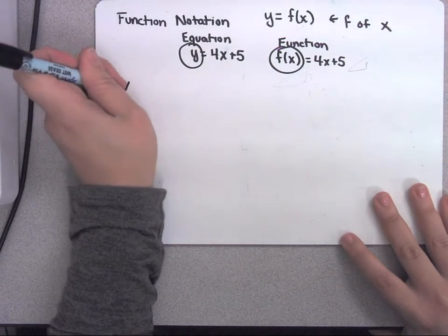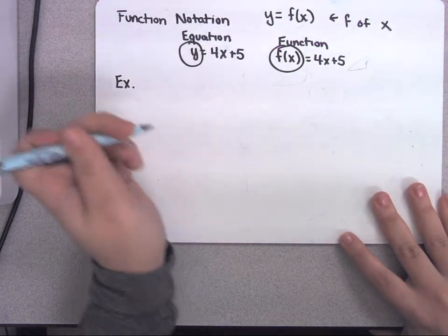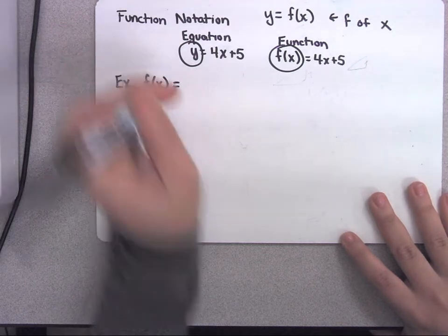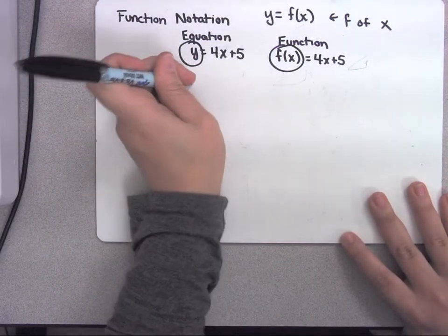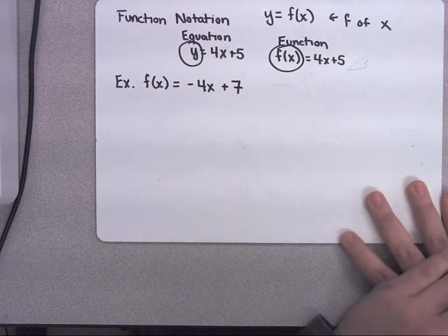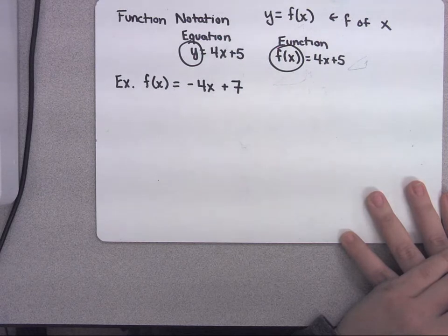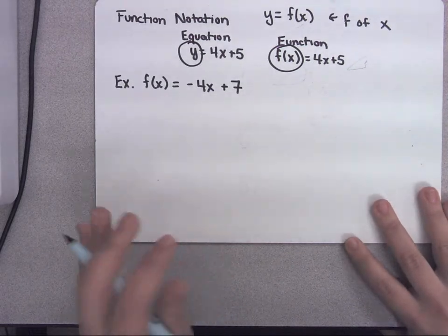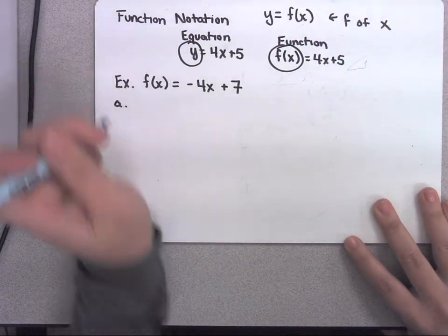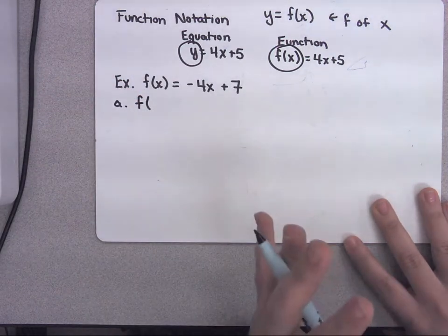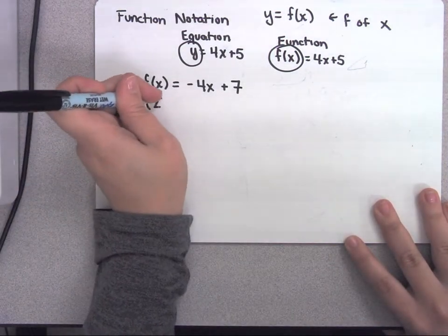So if you have an equation, well, now we have a function. So f of x equals negative 4x plus 7. Okay? And we want to find, it says find each value. So we want to find whatever it tells us to, okay? First one we start with, part A. We're going to find f of, you're not going to put an x there. Now I'm going to write the number 2 there in the parentheses.